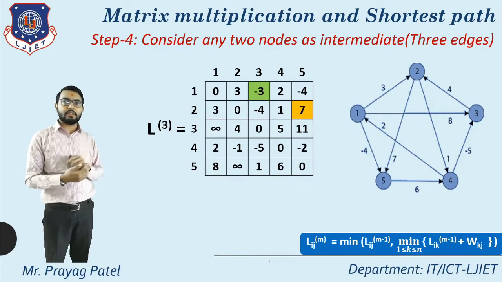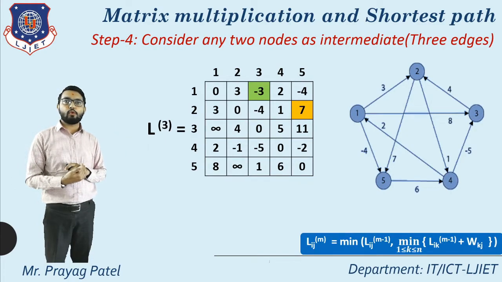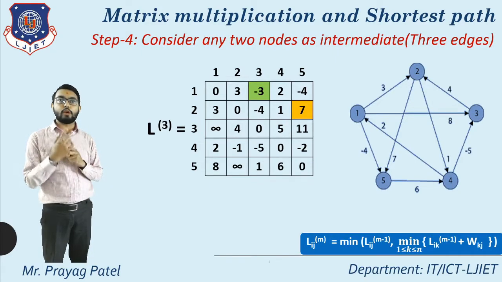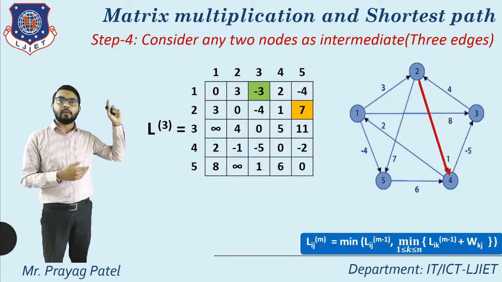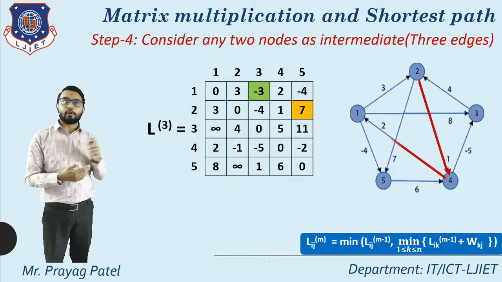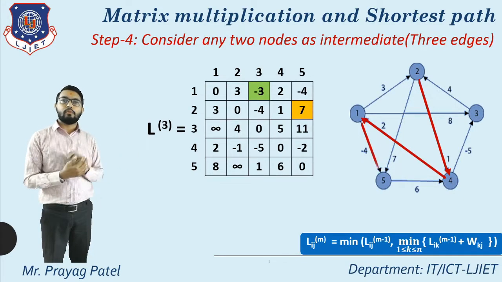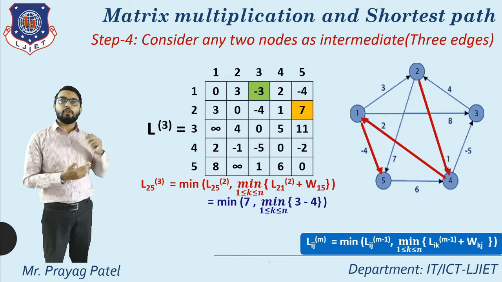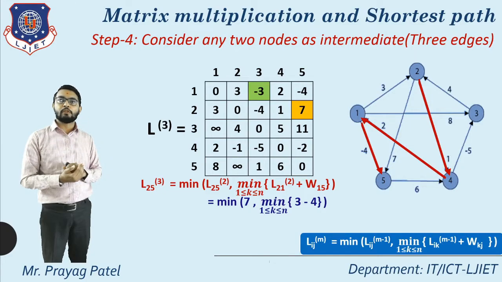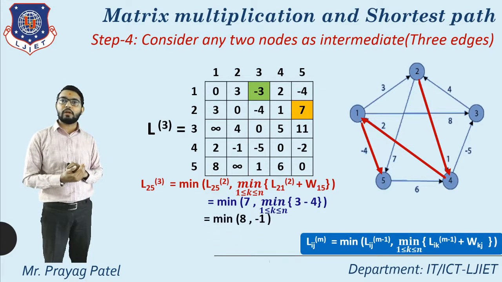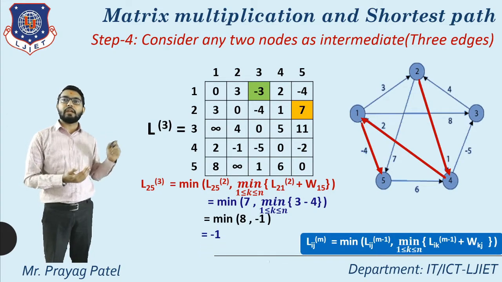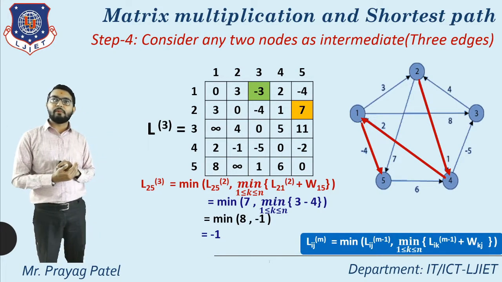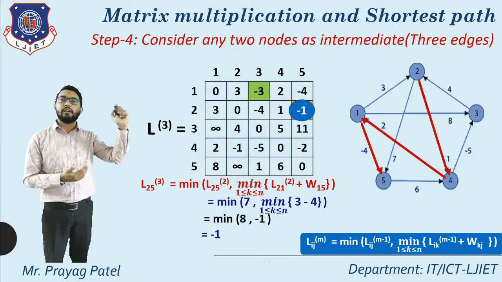So here the next location is 2, 5. In location 2, 5, a 2 to 5 path is available with two nodes as intermediate. So consider the first path 2 to 4, then 4 to 1, then 1 to 5. So here consider the minimum of 7, the old value, and the new value, which is 3 minus 4, because 1 plus 2 equal to 3 is already available in the table. So 3 minus 4 equal to -1. So the minimum of 7 and -1 is -1, and put the -1 at our location 2, 5.